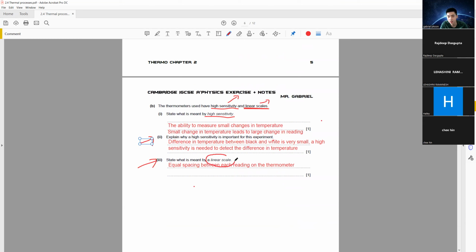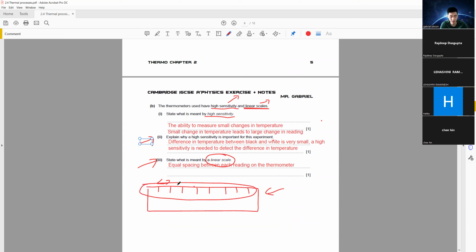Okay, a linear scale is basically a scale that has linear distance between each reading. For example, if you have a look at your ruler, you'll notice that it's going to be like 1, 2, 3, 4, 5, 6, 7, 8. It will always be equal distance apart. This ruler, we say that the scale here is actually linear, meaning the distance between 1 to 2, 2 to 3, 3 to 4, 4 to 5, and 5 to 6 are always the same.